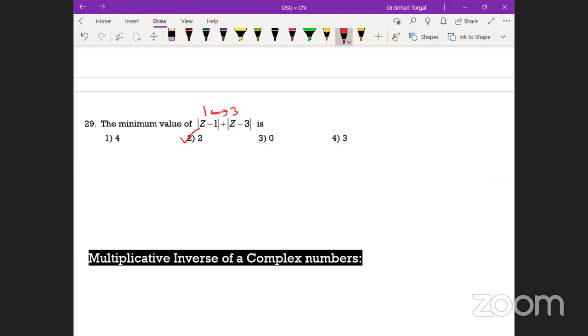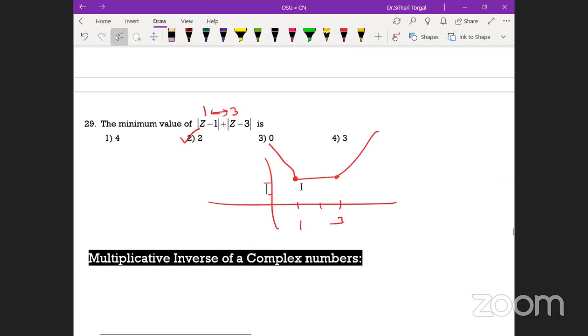I think all of you are following this. I told you the graph of this function will look like this: 1, 2, 3. And the height is 2. This is the minimum value. This we have discussed in maxima and minima. The minimum value of this function will be 2. Okay.